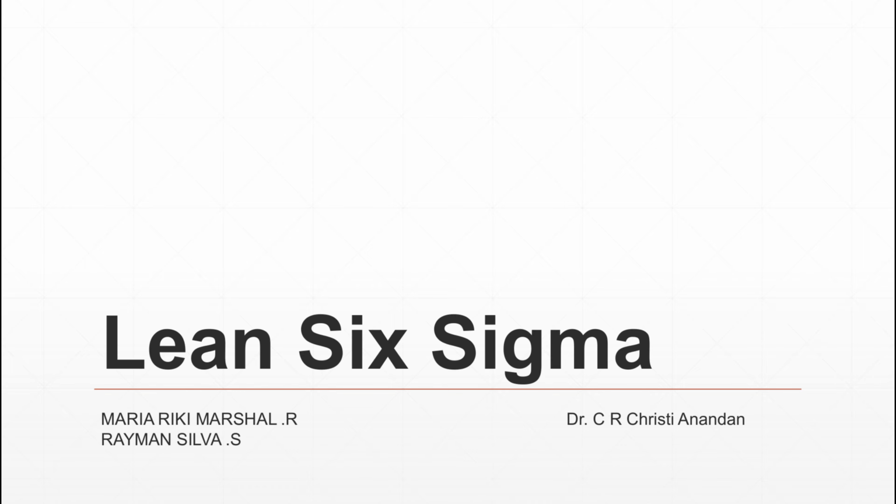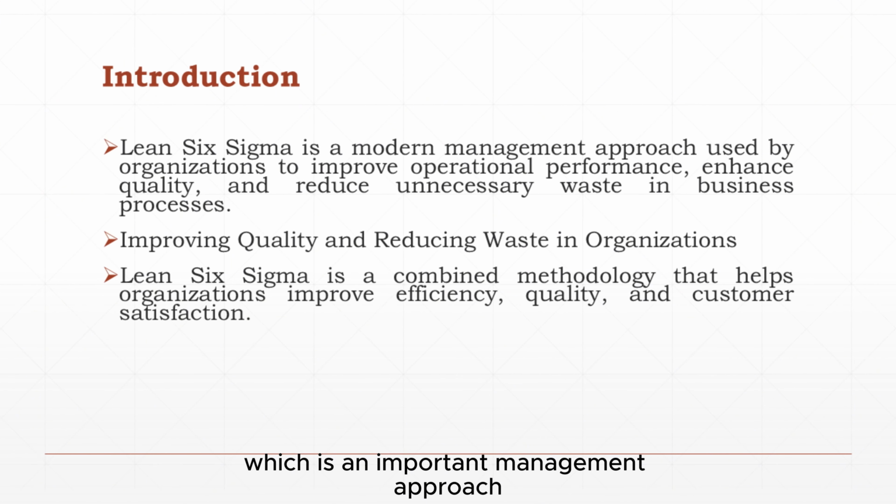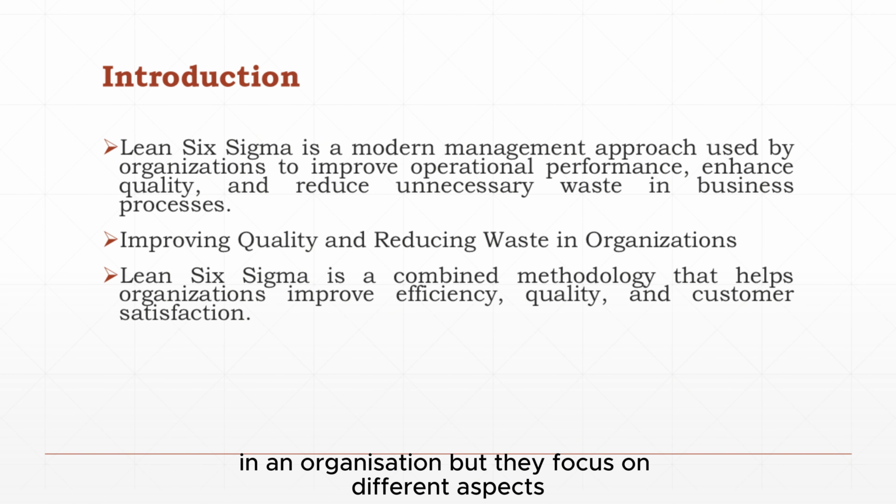We are going to explain the topic Lean Six Sigma, which is an important management approach used by organizations to improve their performance, quality, and efficiency. Lean Six Sigma is basically a combination of two methods, Lean and Six Sigma. Both of these methods focus on improving processes in an organization, but they focus on different aspects.